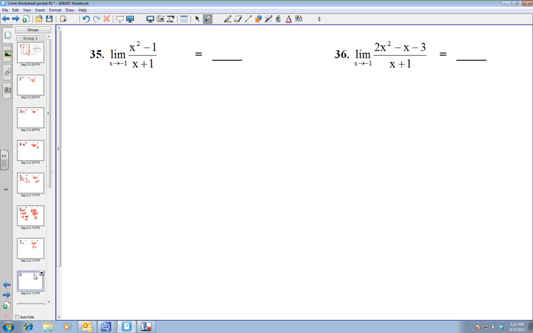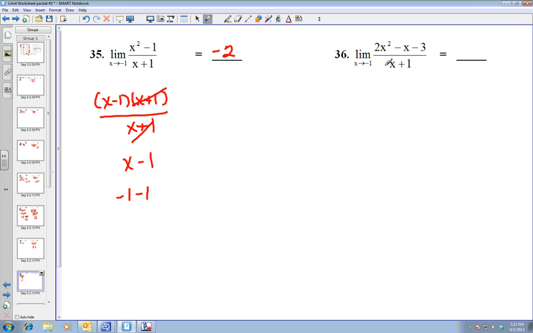Number 35. I cannot use direct substitution again because I would get 0 in the denominator. So I need to factor something. The top is the difference of squares. That factors x minus 1, x plus 1 over x plus 1. My x plus 1s will cancel, leaving me with x minus 1. And now I can use direct substitution, so I get negative 2.